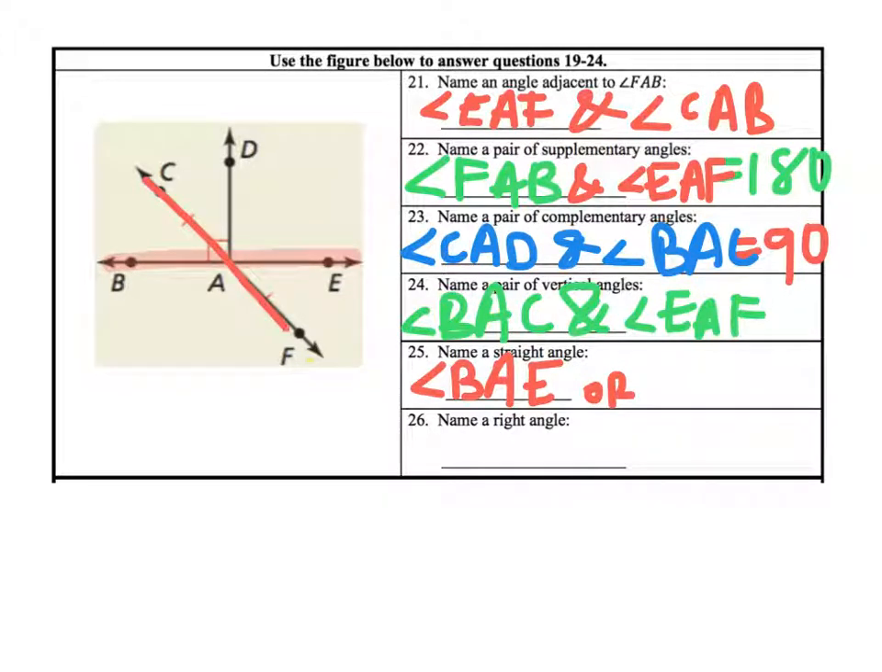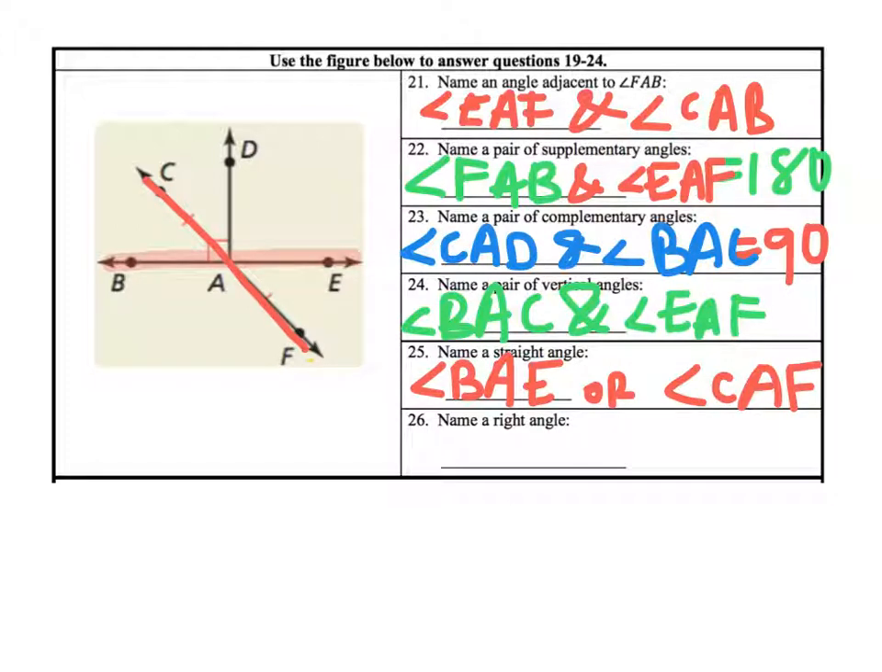I'm going to erase. The next one we're looking for is a straight angle. You were just trying to name something that forms a straight line. We have two options for that one. The first option is BAE. Your second option would be this line here, CAF. They would both work. They're both valid choices.